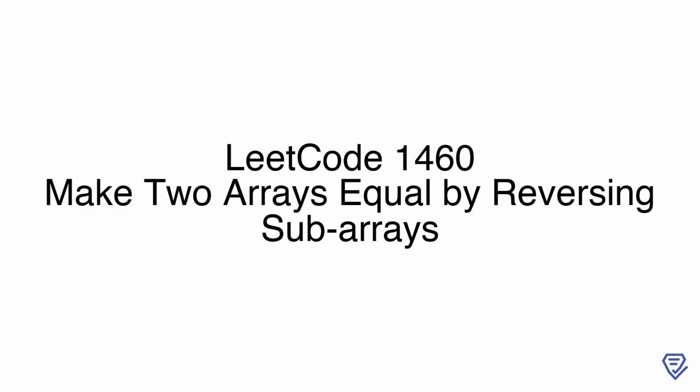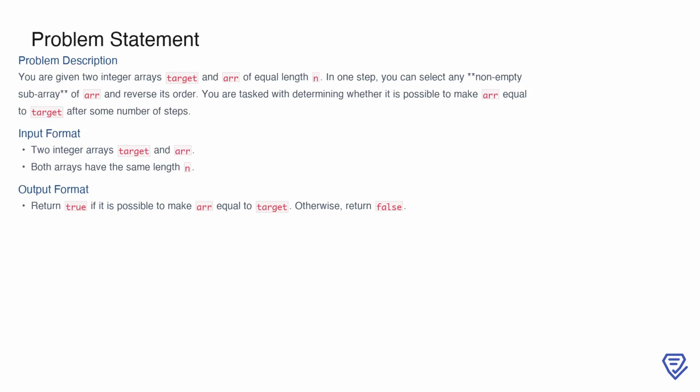Welcome! In this session, we'll explore an intriguing problem titled Make two arrays equal by reversing subarrays. We'll break down the problem, analyze different approaches, and derive an efficient solution. Let's dive in. In this problem, you're given two integer arrays, target and ARR, both of the same length, n.